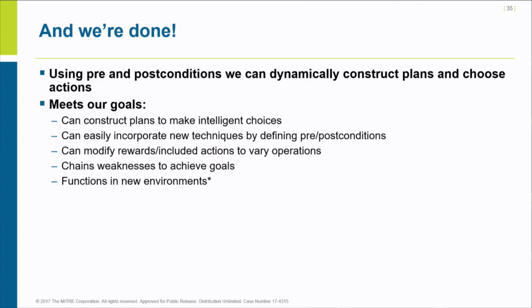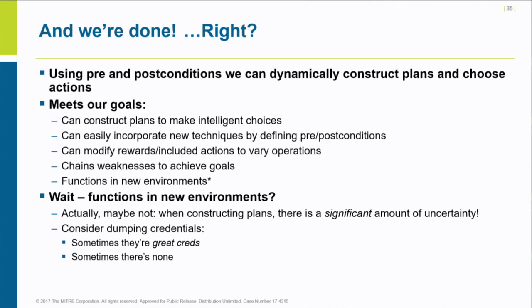So that's it. We're done. Preconditions and postconditions: we can dynamically construct plans, and we can construct them to make intelligent choices. It's very easy to incorporate new techniques. All we have to do is define the preconditions, define the postconditions, define technically what you need to execute. Then you're done. You just throw it in there and it figures it all out. It's perfect. We can modify the rewards as well as the actions we want to have in the operation, and that can help us vary what we're doing. We can chain weaknesses together because we have the preconditions and the postconditions. Then we can function in new environments.